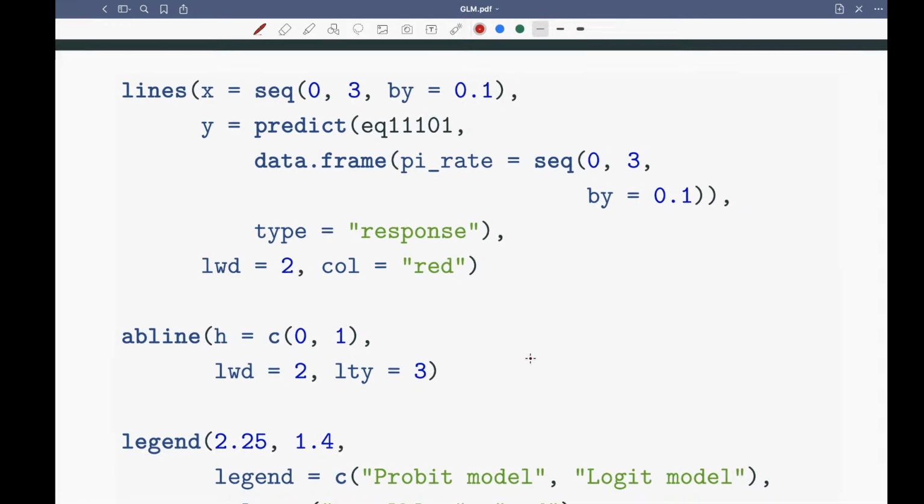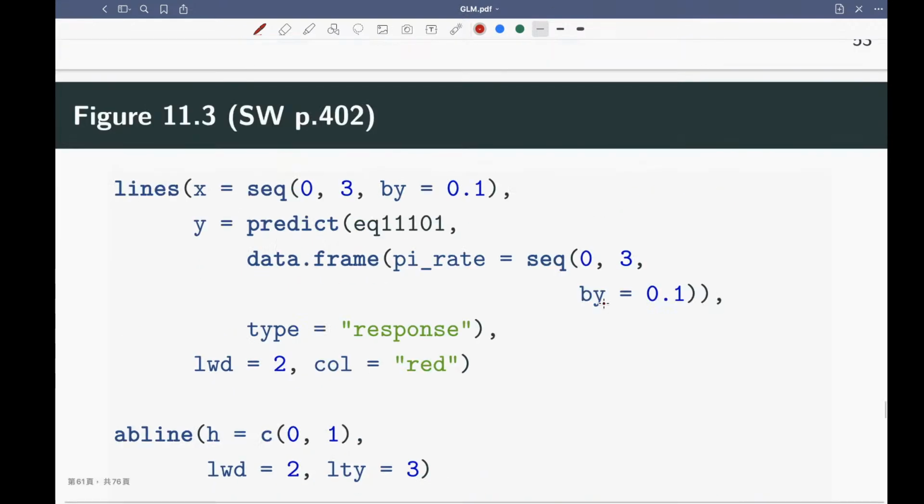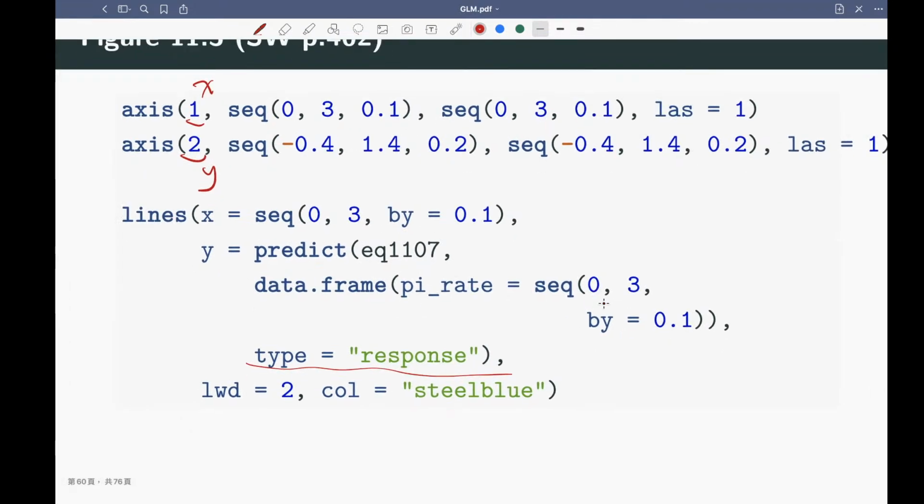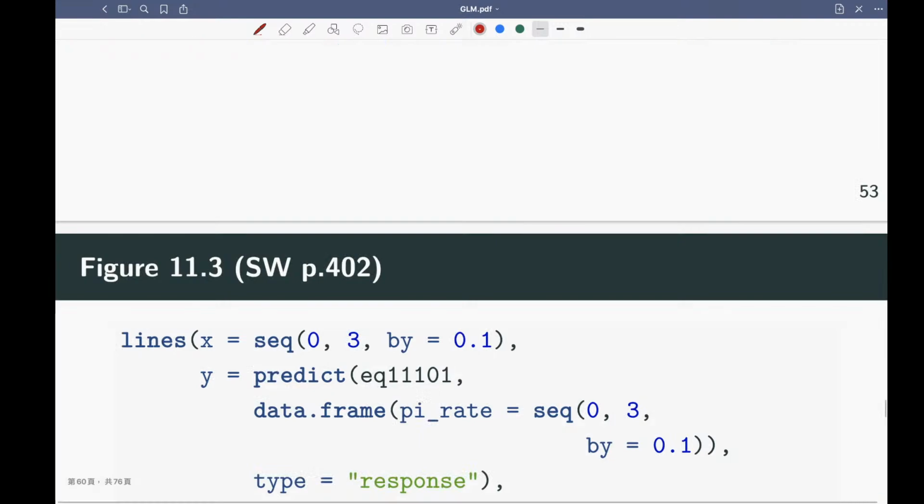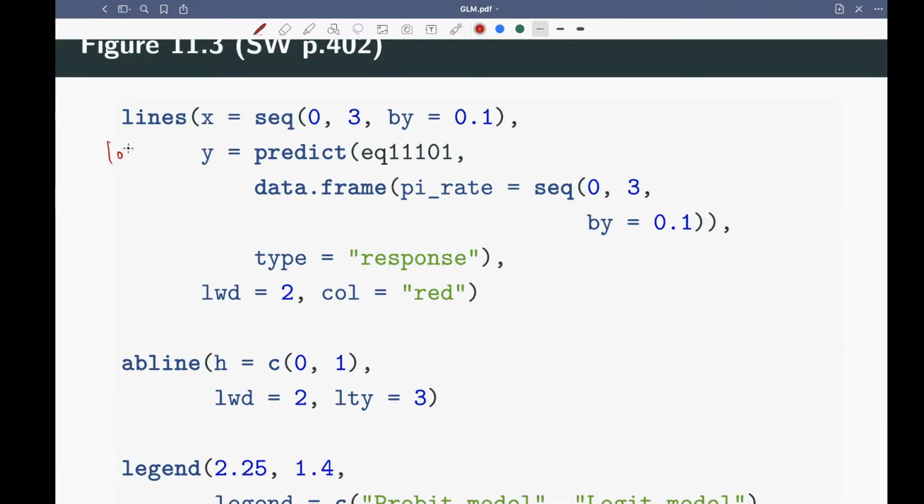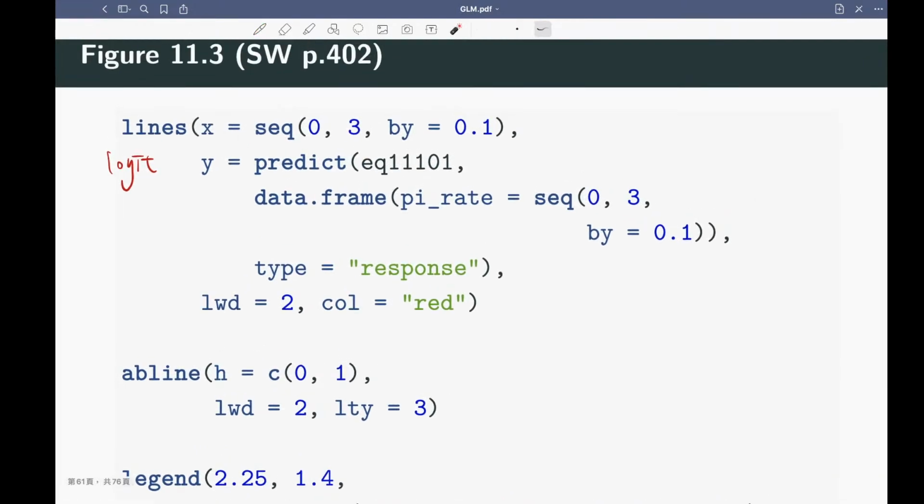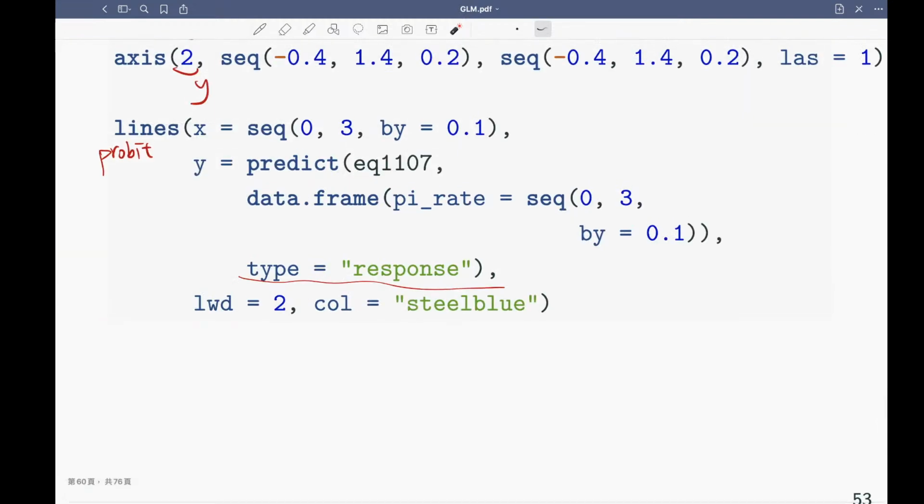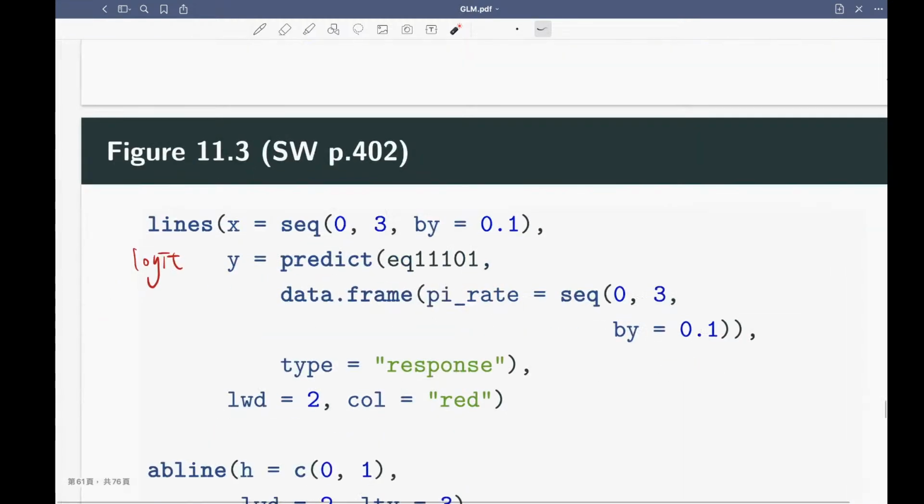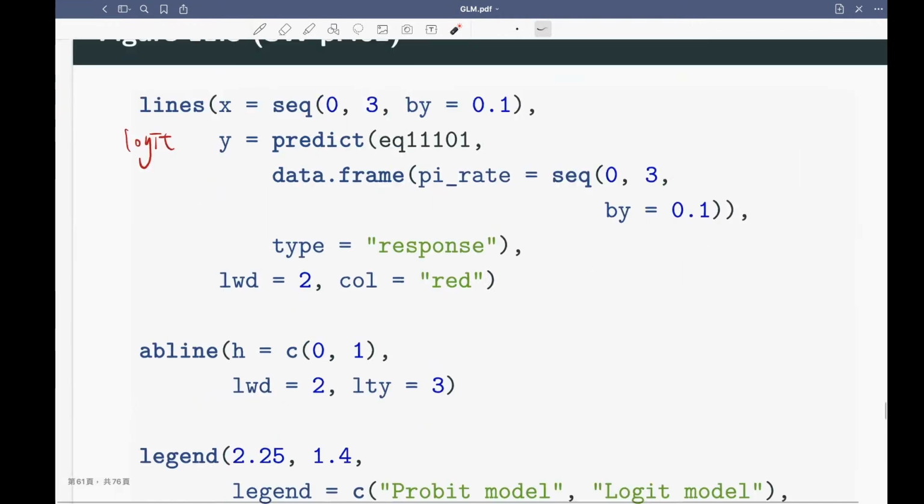And we also draw another line because we want to show the Probit model, and this term is the Probit model. This term is the Logit model, because I use a different model setting. There are two model settings.